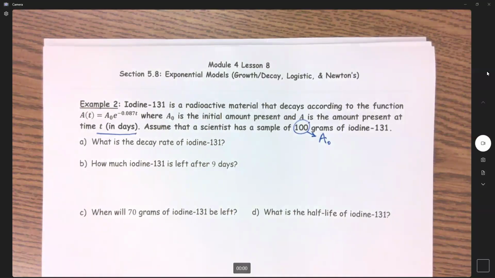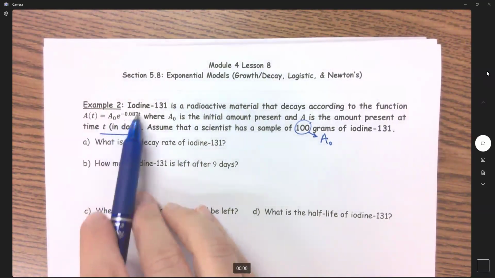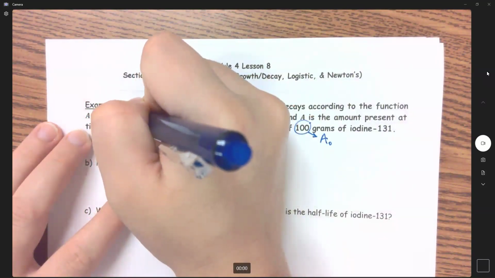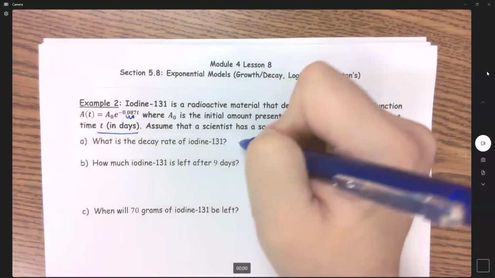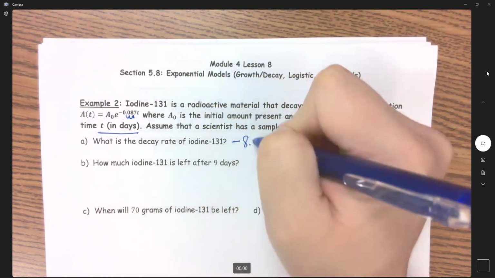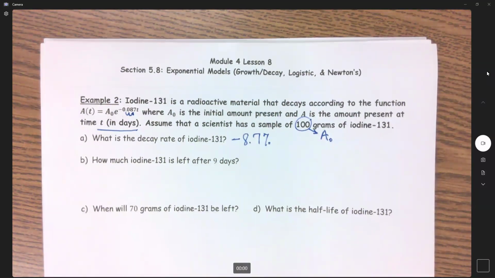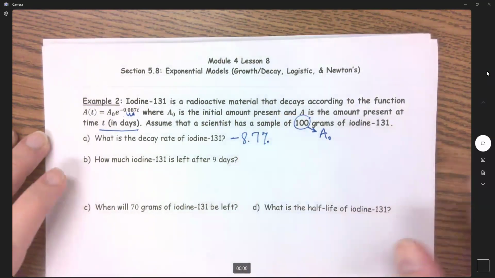So what is the decay rate of iodine 131? So I'm going to take my k right here and rewrite it as a decimal. So move that decimal 2 places to the right. And we get negative 8.7%. Anytime it's decaying, it will have a negative right here.